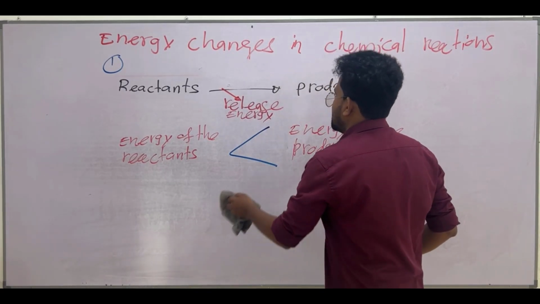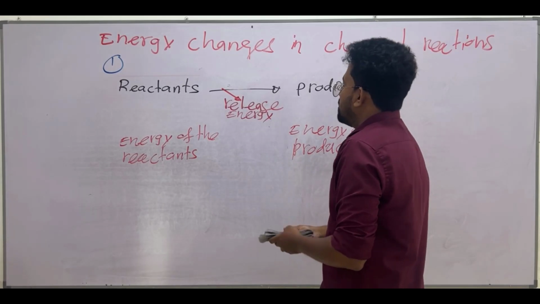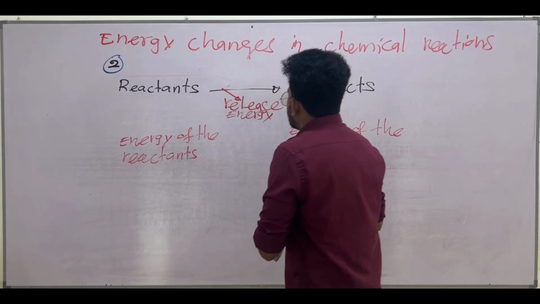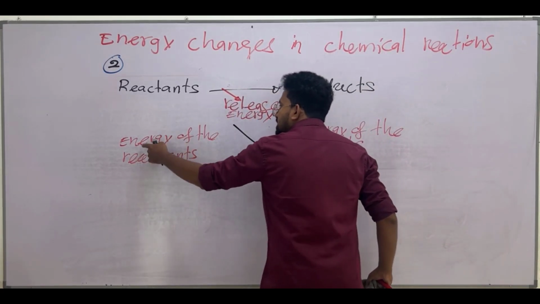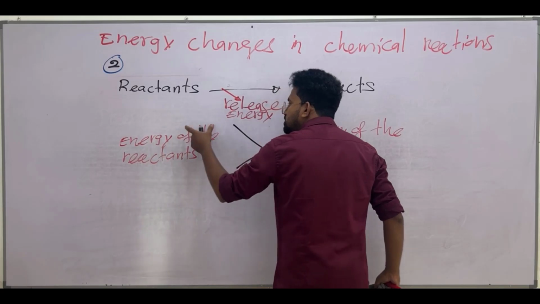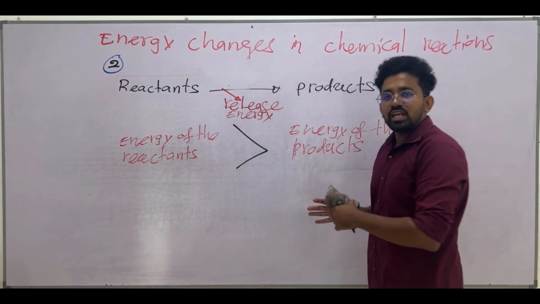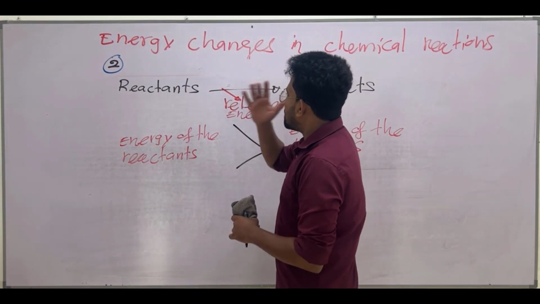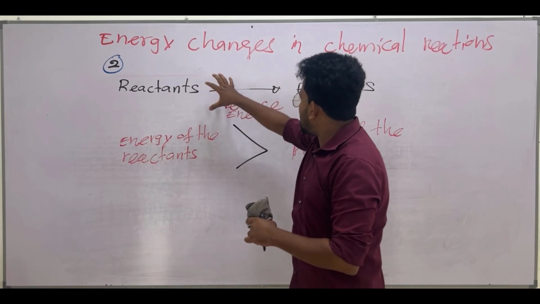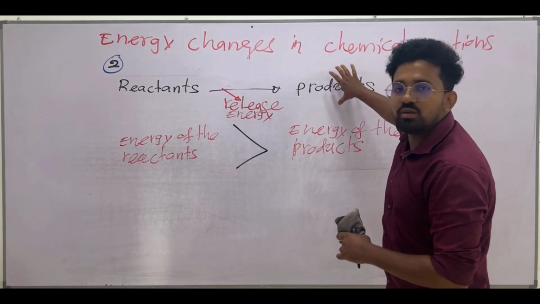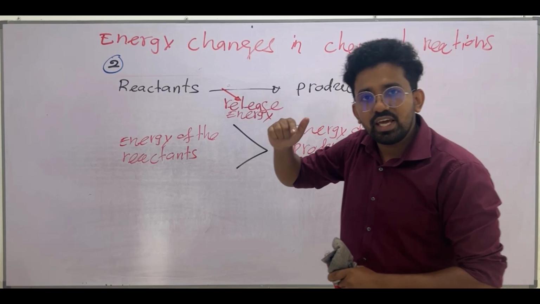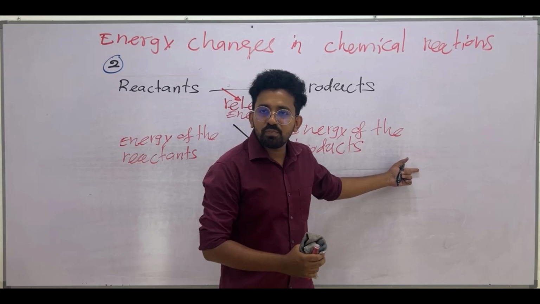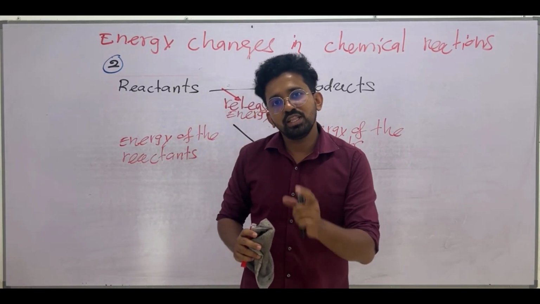Therefore, in the second type, the release of energy, the reactant has more energy. The energy of the reactant is higher than the energy of the product. So what happens there? The reactant has some energy, it has released some energy and it will produce product. So in that case, the energy of the reactant is higher than the energy of the product. And that is the second type.